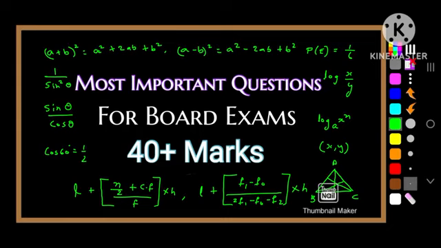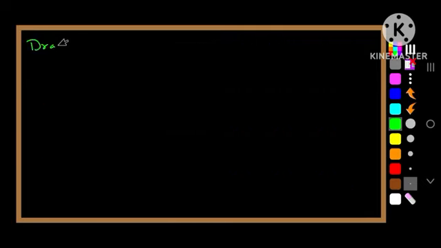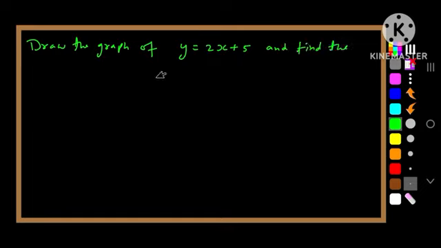So in today's video we are going to learn how to draw a graph and find the zeros of a graph. Draw the graph of y is equal to 2x plus 5 and find the zeros graphically.